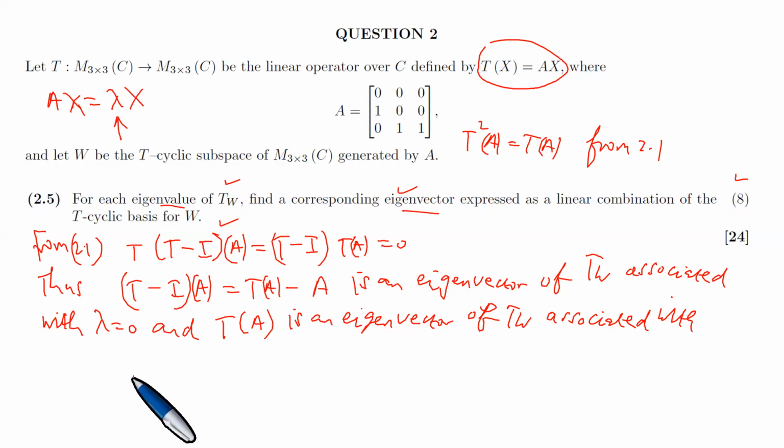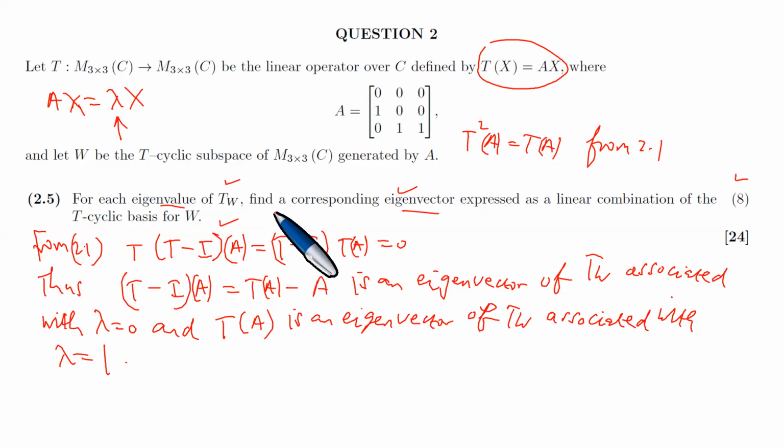So obviously T of a is an eigenvector. Now T of a is here, or T of a can be seen here as well. This is equal to this. So T of a is here, is an eigenvector of TW associated with lambda equals 1. Lambda equals 1 comes from here.